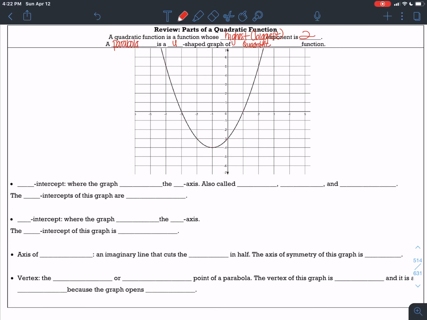So first, the x-intercept is where the graph crosses or touches the x-axis, also called a root, a zero, and sometimes even a solution. My x-intercepts are located here at -3, +1.